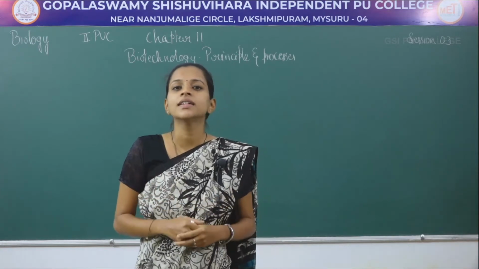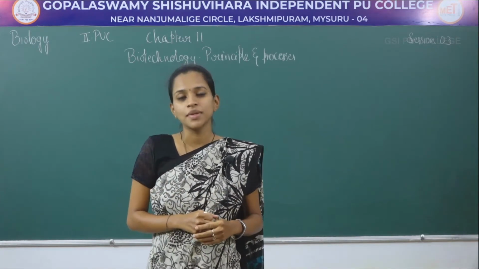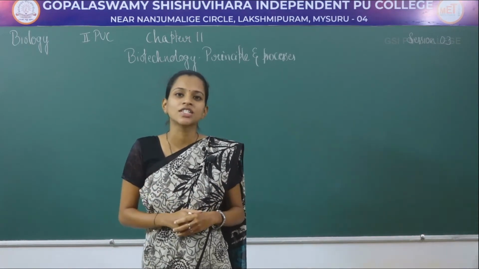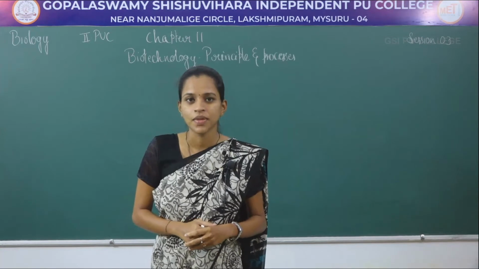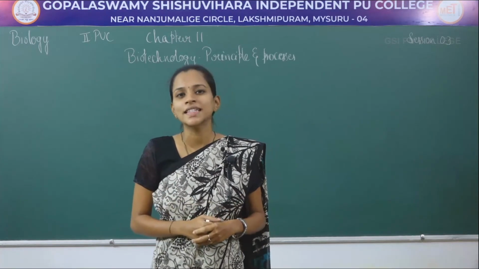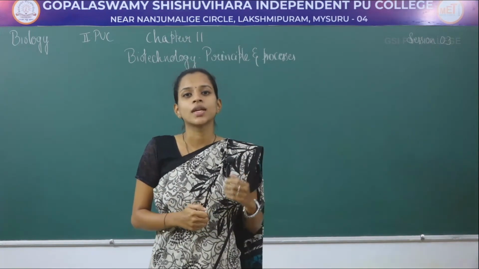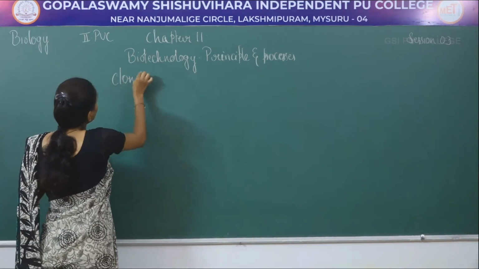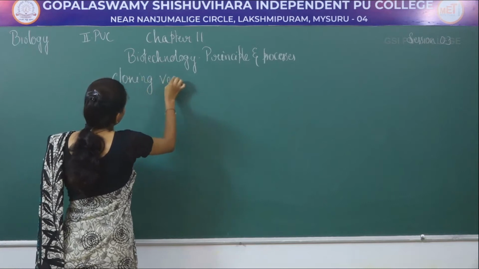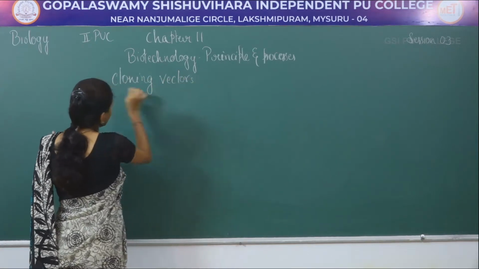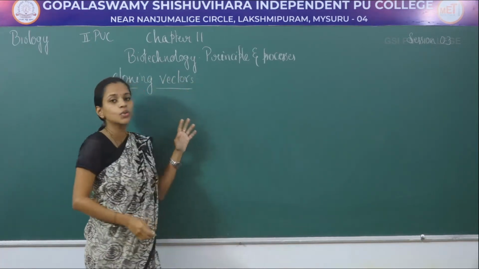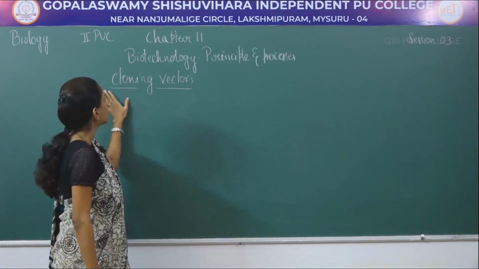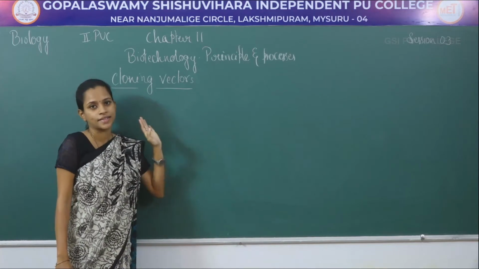After they divide the DNA into smaller fragments, how can we isolate them? How can we separate them using the gel electrophoresis method? So many things we learnt in the last session. In today's session, we will be learning about cloning vectors. This is the third tool which is involved in recombinant DNA technology, that is the cloning vectors.